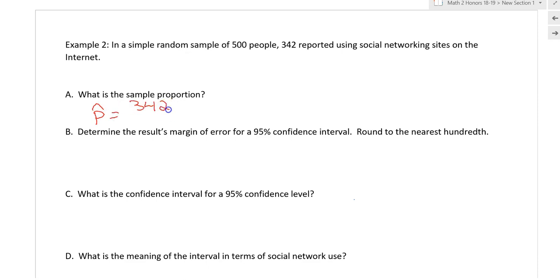342 had favorable responses. They'd be like, yes, I am using social networking. Out of 500. When we divide that, we get 171 out of 250, but we're going to put it as a decimal, and we're going to say it's 0.68. I'm just using my calculator. I'm also going to put what n is. n is always just what you're dividing by, that's my total number of people. n equals 500.